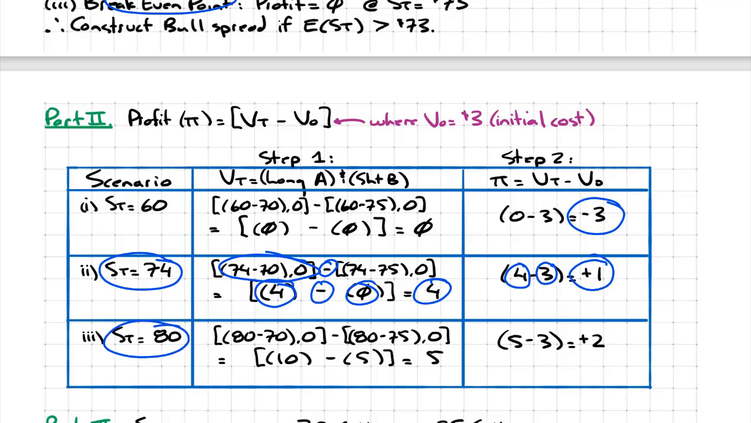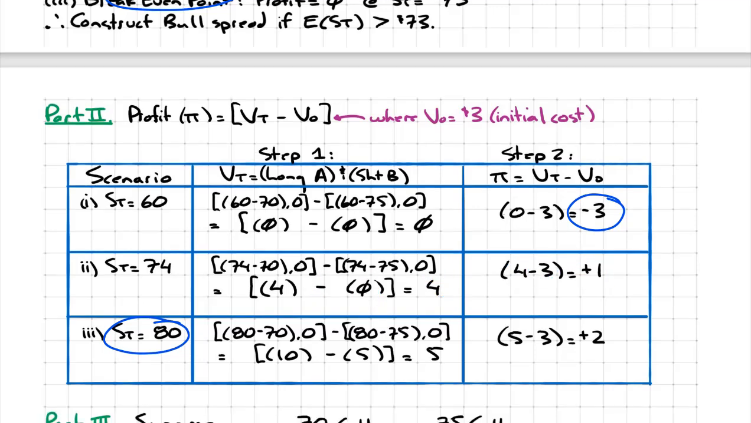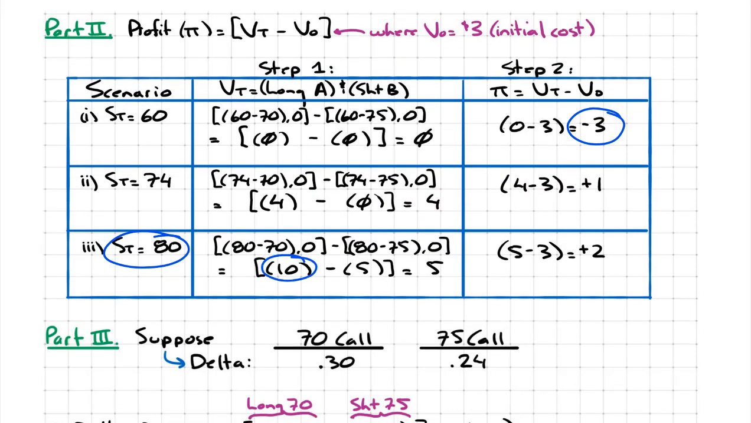And then finally, if the spot price is 80, do the same exercise. So the intrinsic value for the long position is 10. The intrinsic value for the short position would be 5. So therefore, your terminal value would be 5. And then, if you subtract what you paid for it, you walk away with a $2 profit.